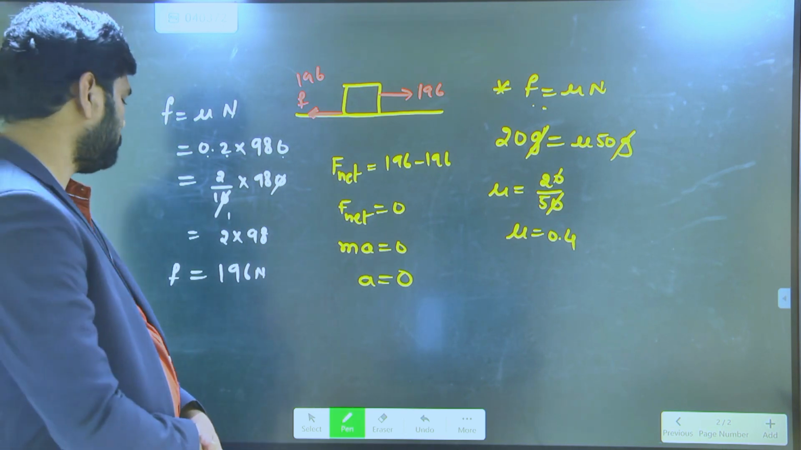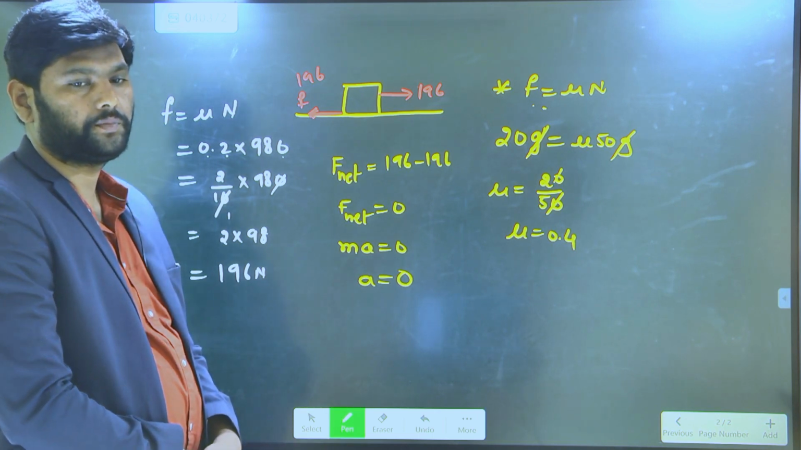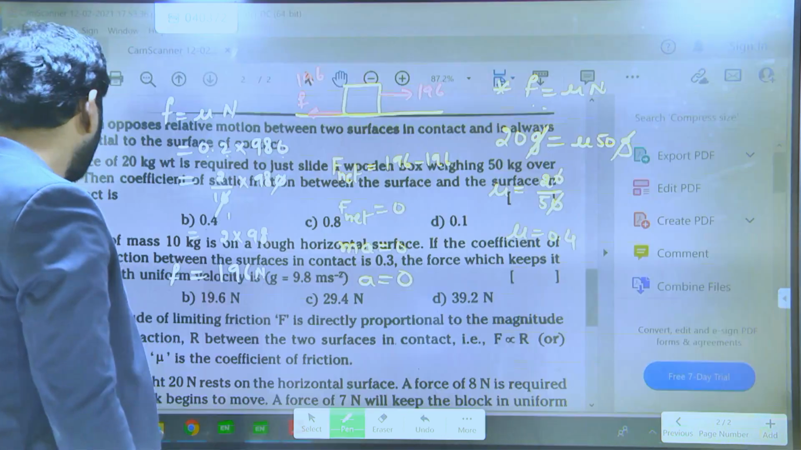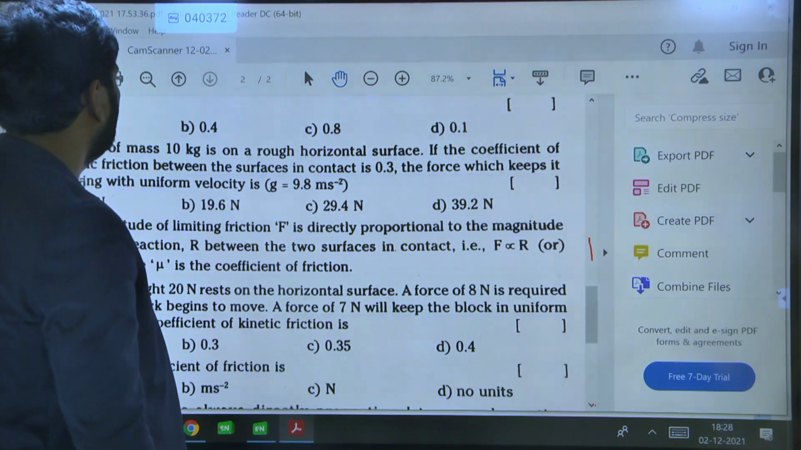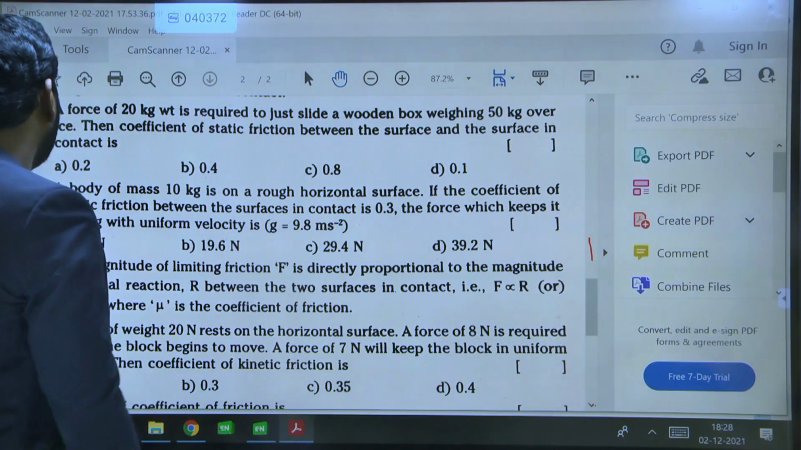No doubt? Smart. Next, I'll go for the next problem. So B is the correct answer.